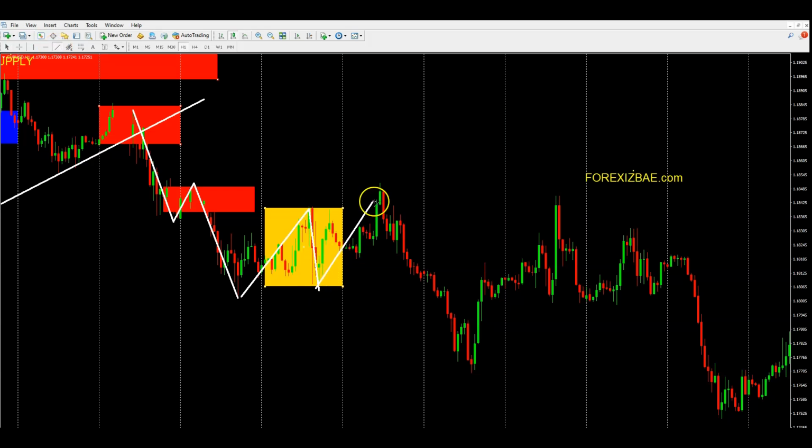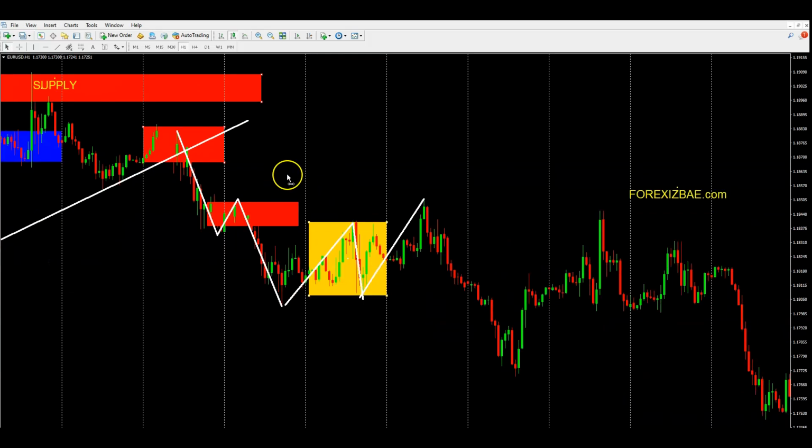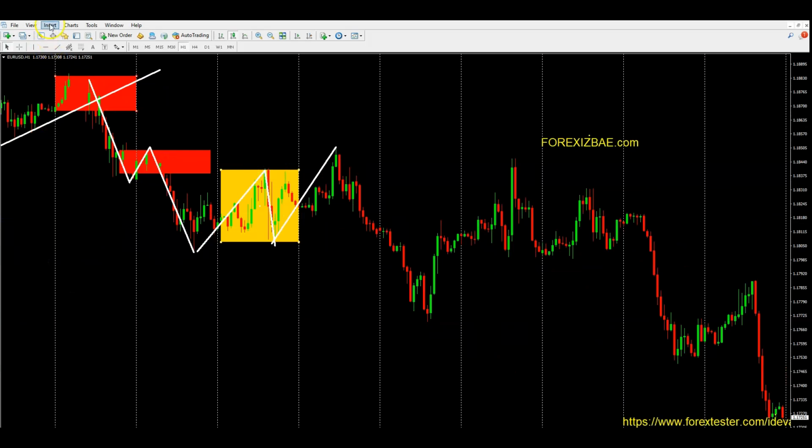We're not trading foolishness. Okay, so in order for this to continue to be an uptrend, this is what needs to happen. First, come in here, get your insert, shapes, rectangle. Okay, what is this considered? A false breakout, right?